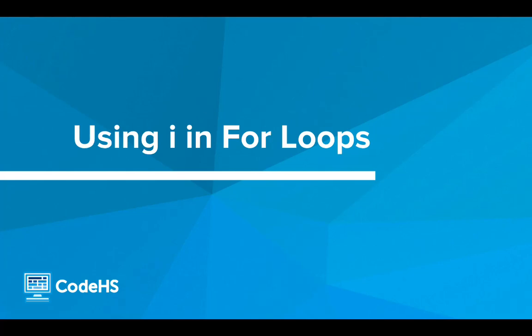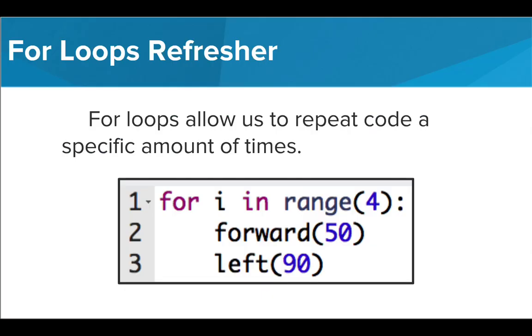Hi, in this video, we're going to learn about the value of i in for loops and how we can use it to control our programs. It's been a while since we learned about for loops, so let's review what a for loop is used for. A for loop allows us to repeat code a certain number of times.